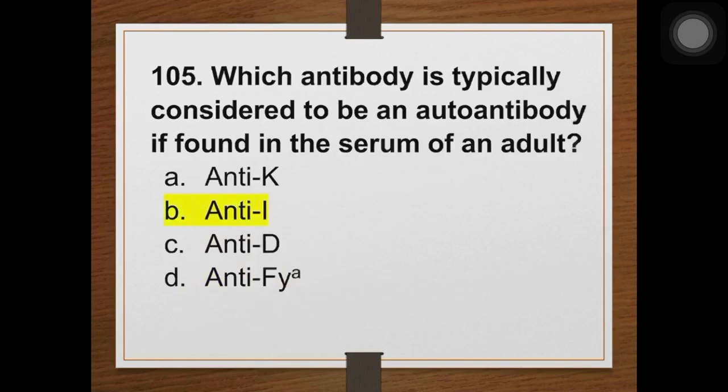105, which antibody is typically considered to be an autoantibody if found in the serum of an adult? Anti-capital I? Pinaka-common na cold antibody, common nag-interfere sa reverse typing. So, anong pinaka-remedy dito? Warming.